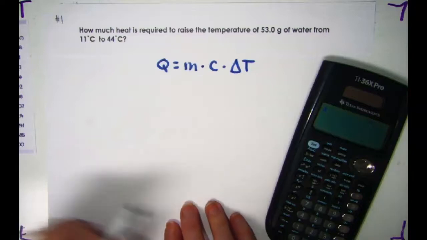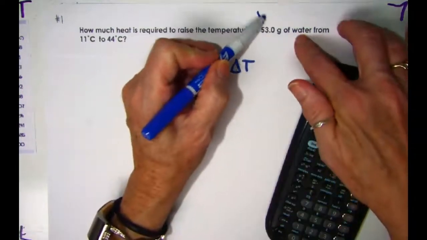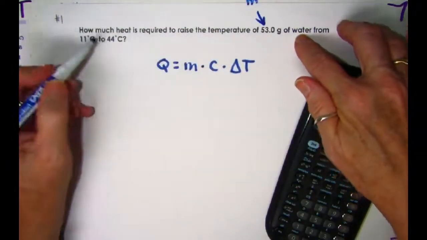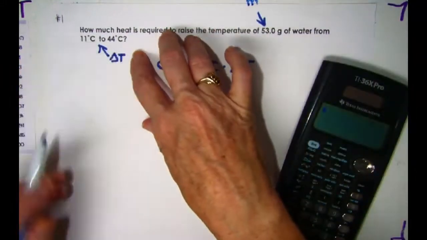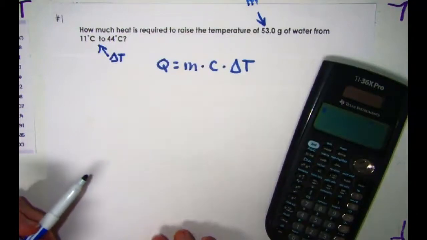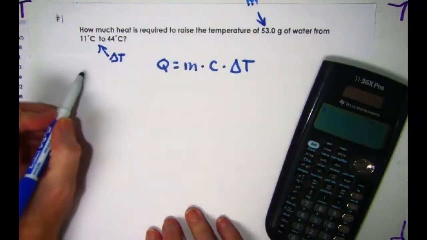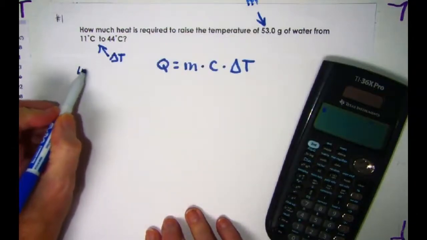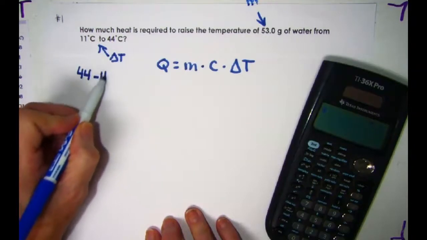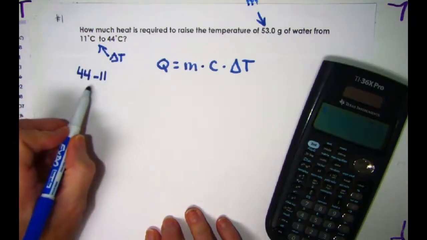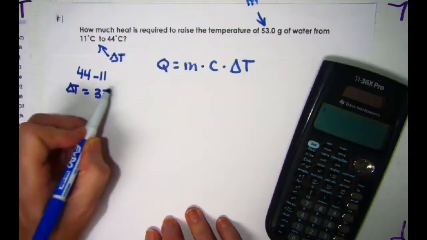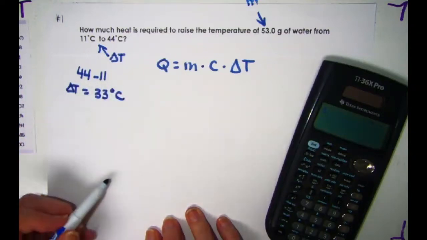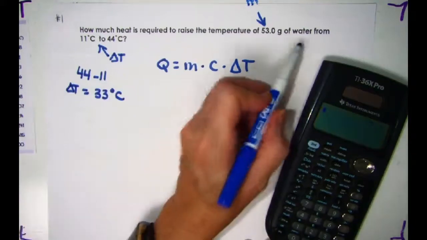All right, so what do we have? We know the mass. There's the mass. We know the change in temperature, which is delta T, is going to be the difference between 44 and 11. Let's go ahead and calculate that. 44 is your final. 11 is your beginning, so that means your delta T is equal to 33 degrees C. All right, and then we know that this is water.